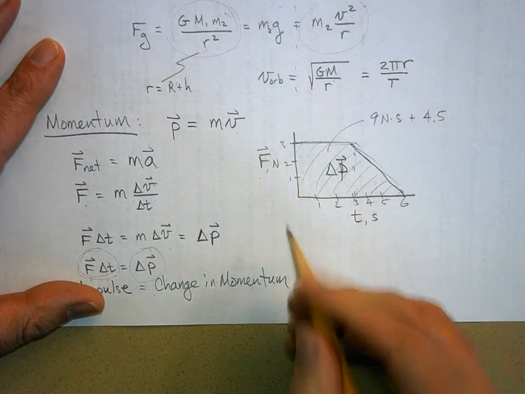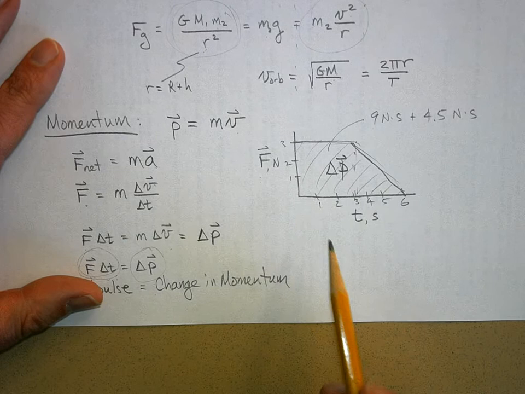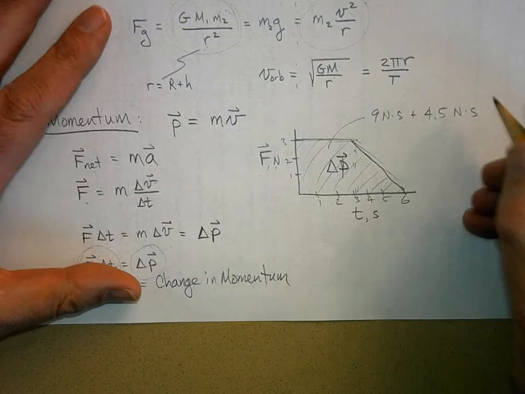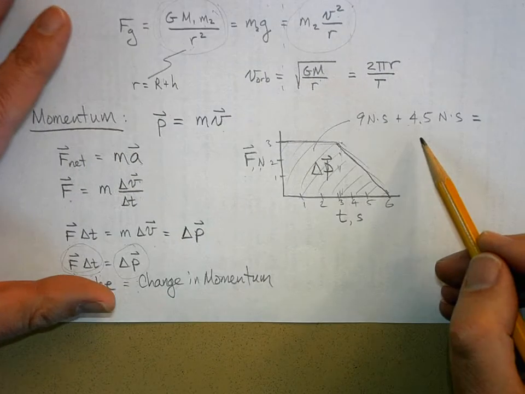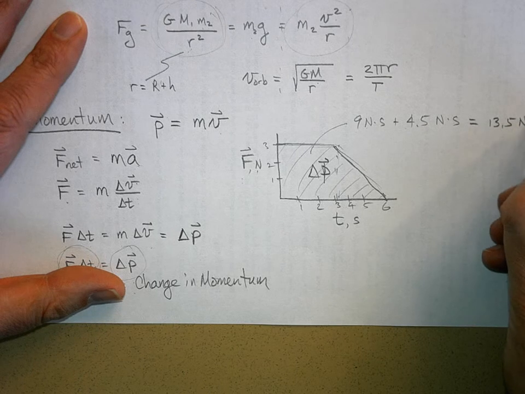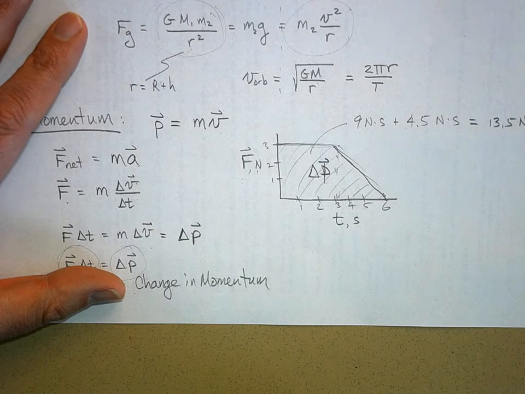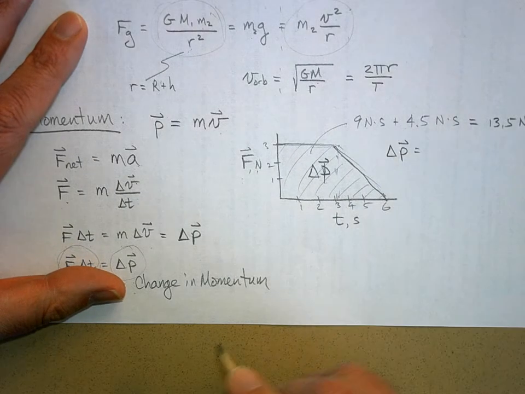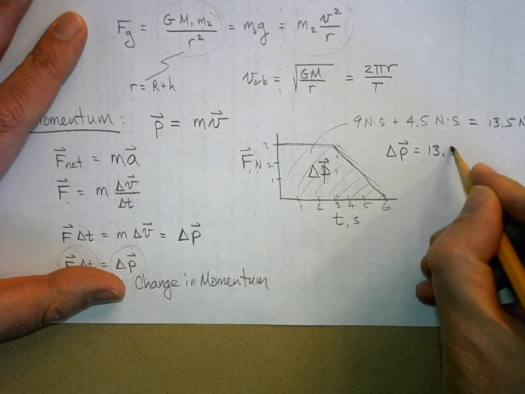And now why do I call them Newton seconds? Because what am I doing? I'm multiplying newtons times seconds, right? So Newton second. So what do I get here? I get 13.5 Newton seconds. But what does that mean is true about how much I change the momentum? That means I changed the momentum of the object that had this force applied to it by 13.5.